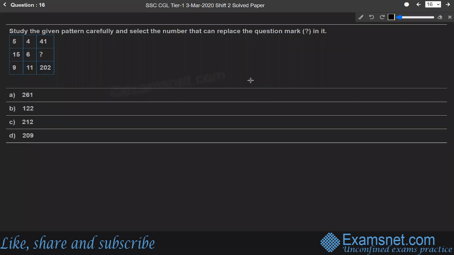Next question is, study the given pattern carefully and select the number that can replace the question mark in it. We can see that a table is given here which consists of 3 columns and 3 rows. We have to find the third number in the second row, that is the question mark. To get this number, we first need to understand the logic behind this pattern. So let us understand the logic.